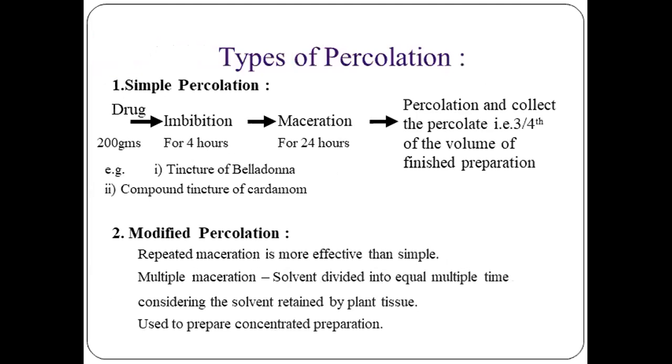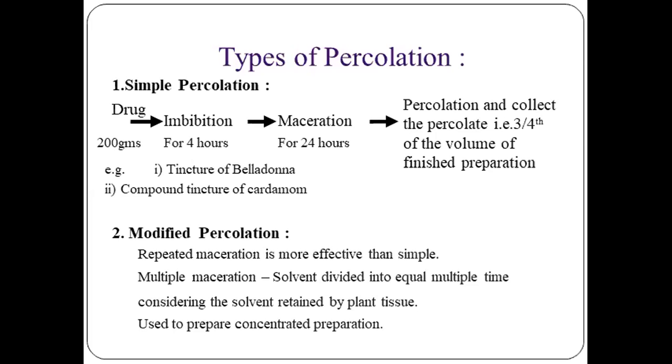Types of percolation: simple percolation and modified percolation. Simple percolation: drug 200 gram, imbibe for 4 hours, then macerate for 24 hours, then percolation, and percolate 3/4 of the volume of the finished product. Examples: tincture of belladonna, tincture of cardamom, even orange tincture and ginger tincture are prepared with the help of percolation. Modified percolation.